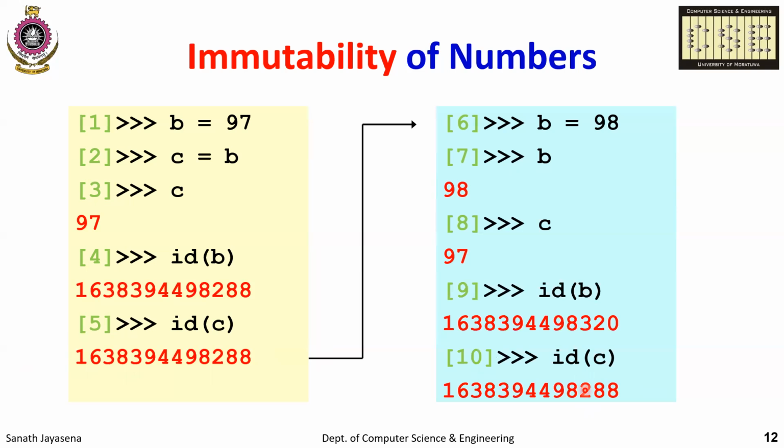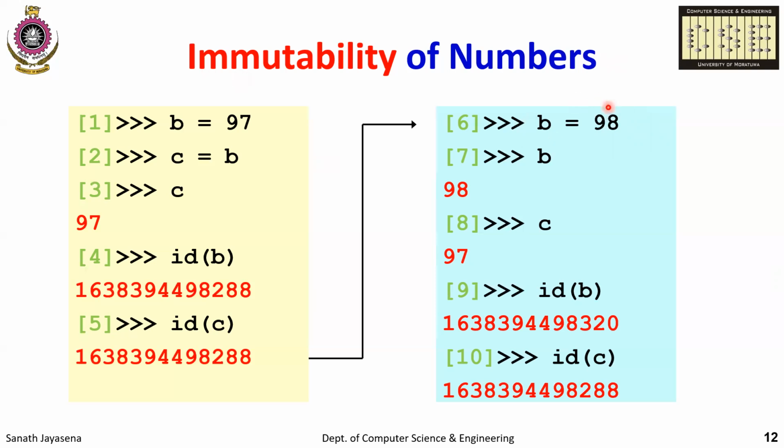So can we see what has happened? Up to this point, we know B and C were both referring to a single integer object whose value is 97. Now, the moment we said B equals 98, it silently accepted it. But behind the scenes, what has really happened is Python has created a new integer object whose value is 98. And B is now referring to that one. So the previous object did not change its value. It cannot be the case. We cannot change its value because numbers are immutable.